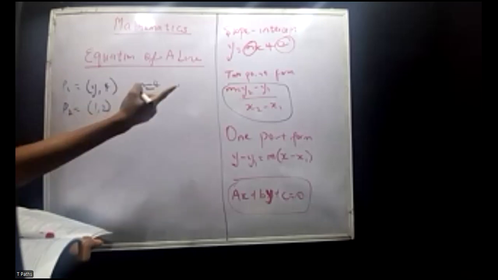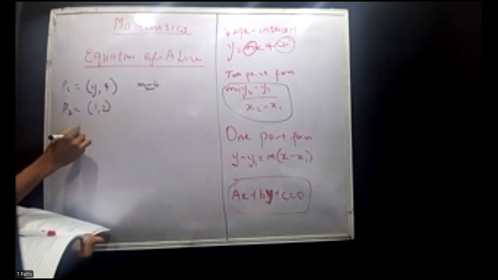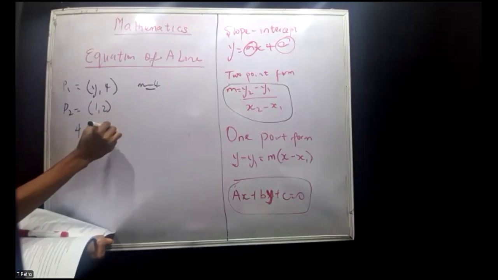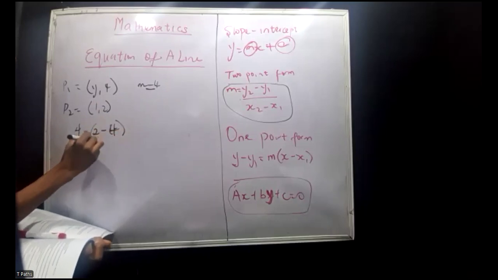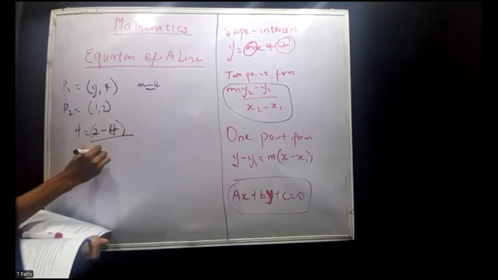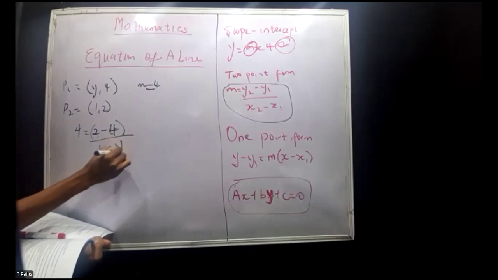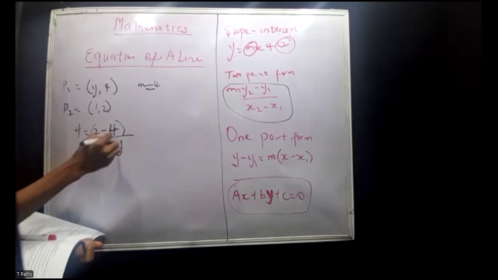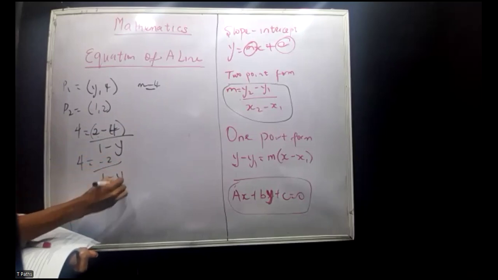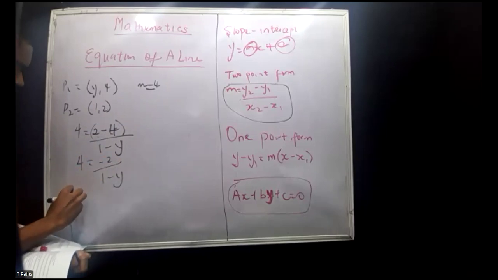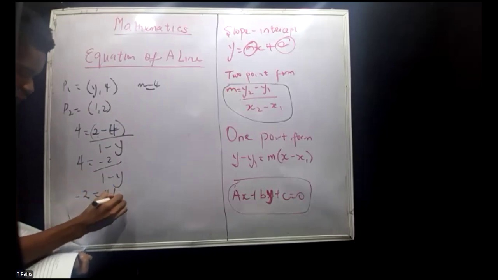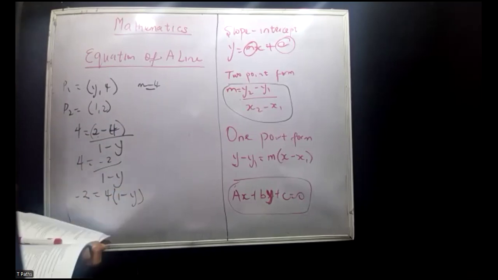So m is equal to y2 minus y1. My m is 4. Y2 is 2, and then y1 is 4, divided by x2, which is 1, minus x1, which is y. So from here, I can say 4 is equal to 2 minus 4, that is minus 2, divided by 1 minus y. So here I can cross multiply, and I have minus 2 is equal to 4 open bracket 1 minus y.